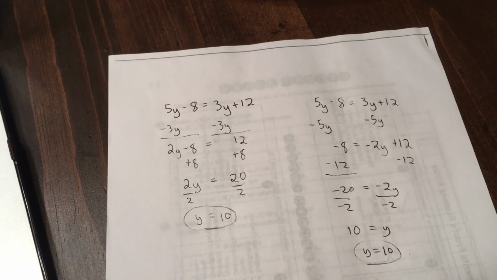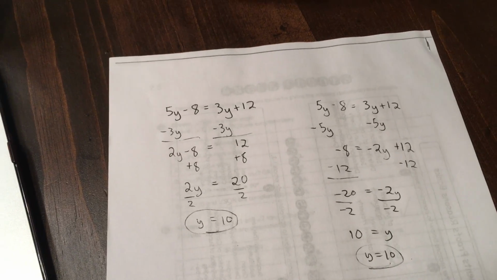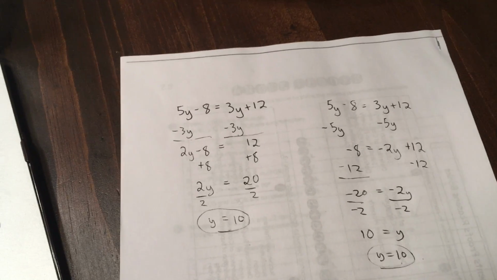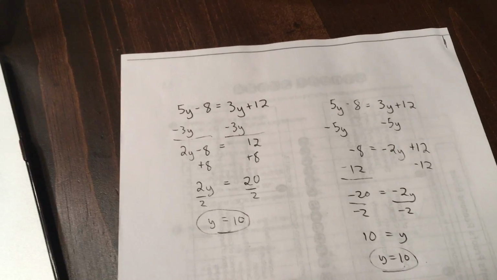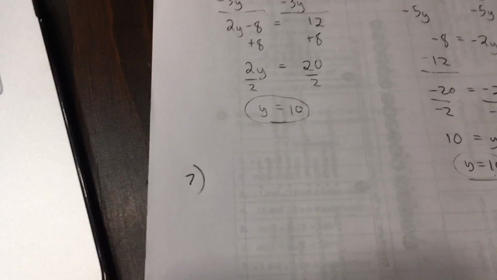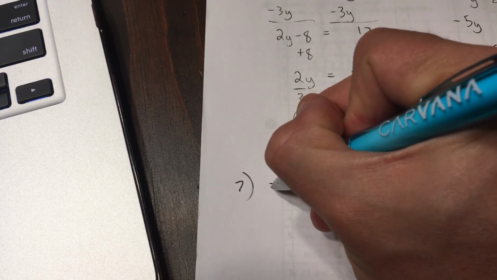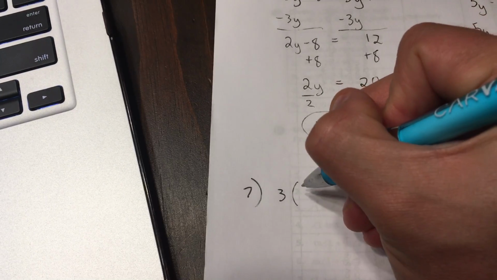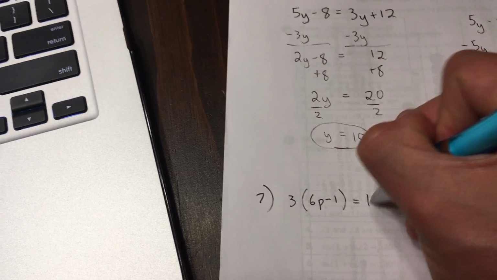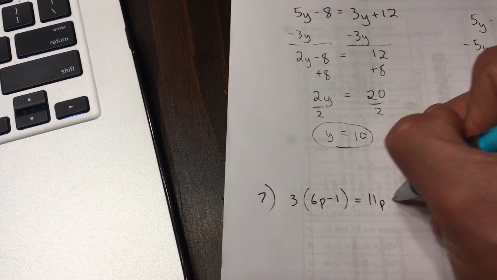Let's look at number 7. Number 7. It's at the top of the second page of the notes. So number 7. This is number 7. Okay. So number 7, I'm just going to recopy it. 3 parentheses 6p minus 1 equals 11p minus 45.